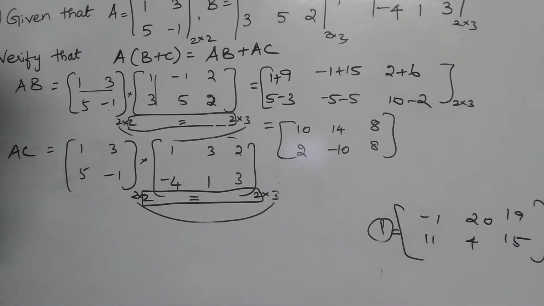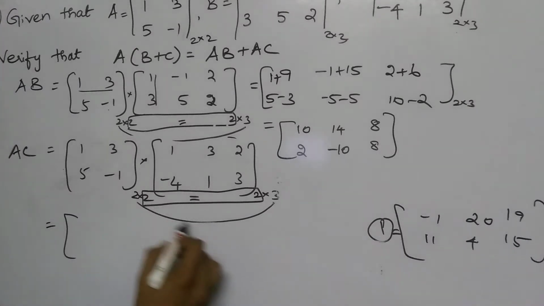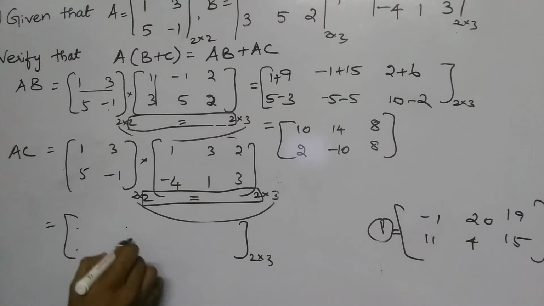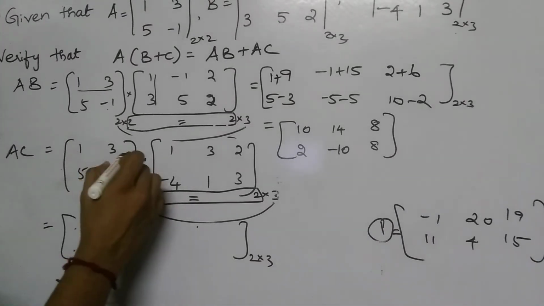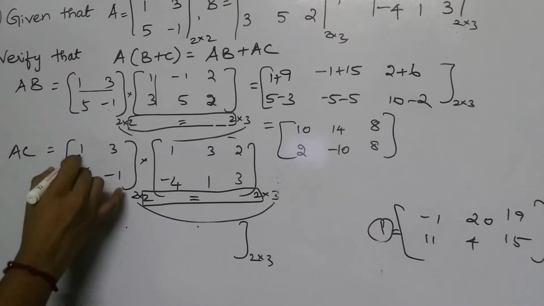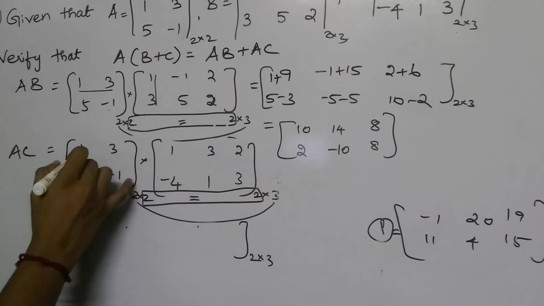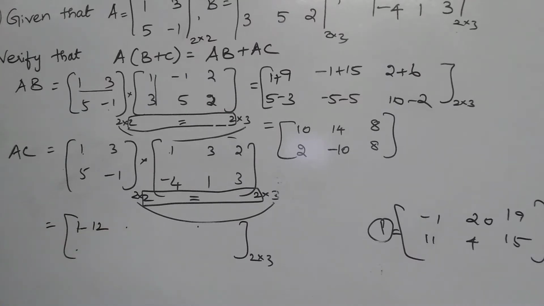Now we will do the multiplication for AC. How will you do? So the resulting will be of 2 by 3. That means 2 rows and 3 columns. The elements you multiply, right? A row with a column. So first element, first row, first column element multiply. For the first column, 1 into 1, right? 1, 3 into minus 4, that is 12, minus 12.